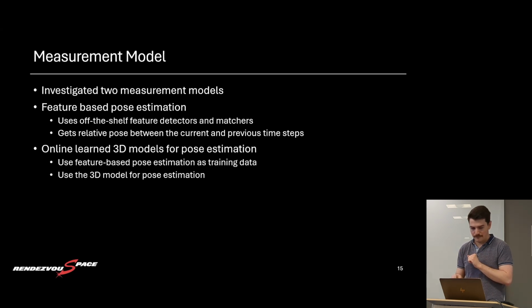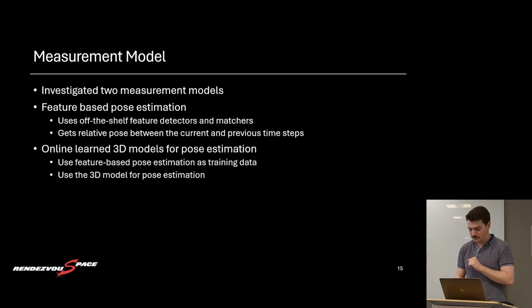The measurement model, as I mentioned before, is going to change based on what measurement we're using. So I tested 2 different measurements here. The first one is the feature-based pose estimation. So we're going to use off-the-shelf feature detectors and matchers, and we're going to get the pose between images based on those features. The second one is online learned 3D models. So we're going to learn a 3D model of the resident space object and then use that 3D model for pose estimation.